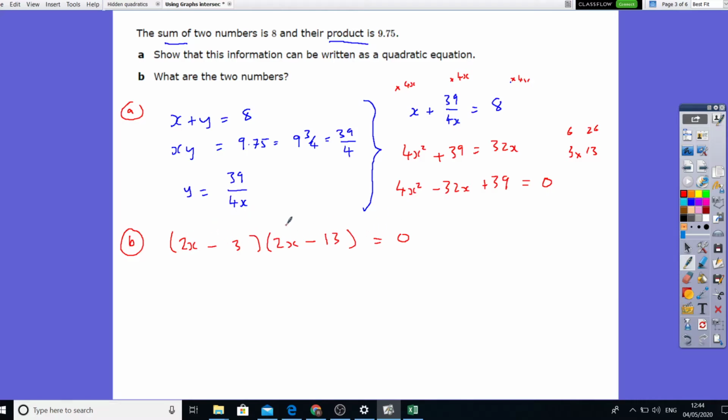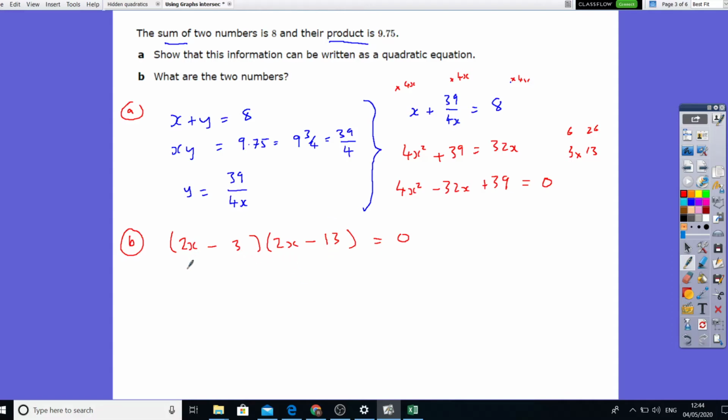2x times 2x is 4x squared. 2x times minus 13 is minus 26. 3 times 2x is 6x, so minus 6x. So you've got minus 6x and minus 26x, which gives me minus 32x. And minus 3 times minus 13 is going to give me positive 39.